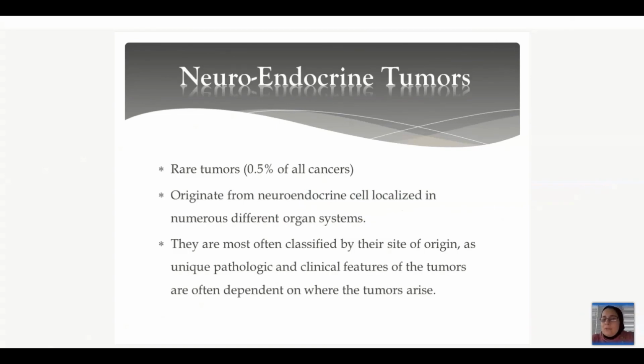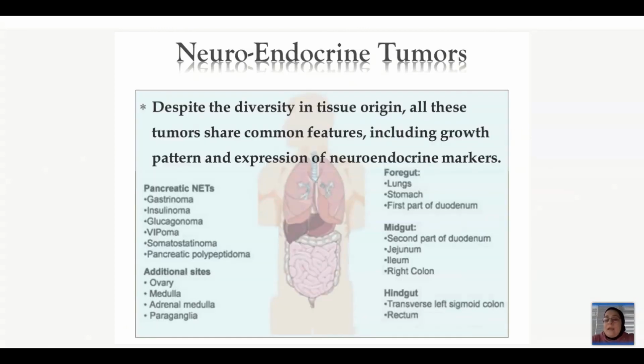So we all know that neuroendocrine tumor is a rare tumor that originates from neuroendocrine cells, which are spread out in all different organs. They are usually classified by the site of origin because they have specific features related to where they arise from. Yet they share common features, including the growth pattern based on the grades and the exhibition of certain markers.